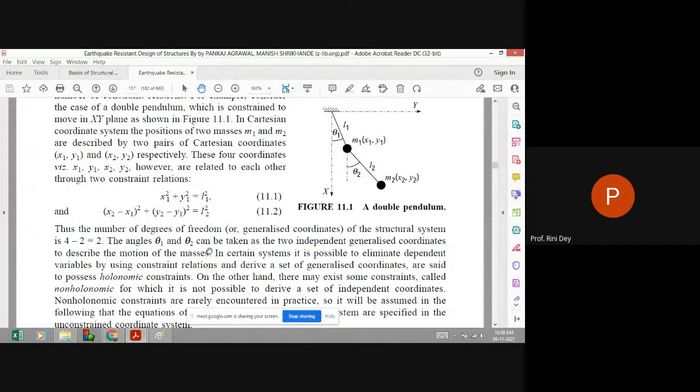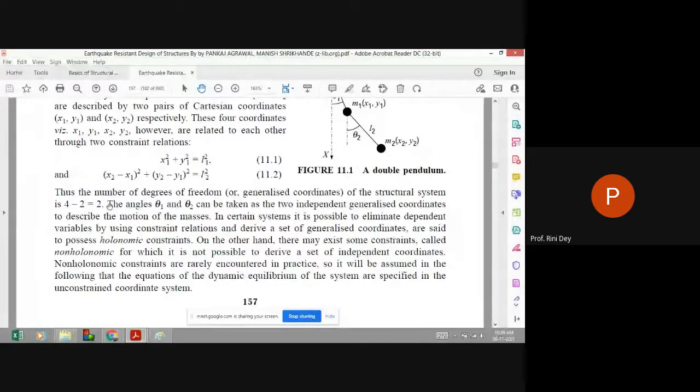Remember, in degree of freedom or statical indeterminacy, what did we do? If a system is giving me a first degree of statical indeterminacy, then by adding any one parameter we could make it statically determinate. We were able to make such things, but in certain systems it is possible to eliminate that dependent variable. So we were either adding or eliminating to make it. Okay, so by using the constraint relation we derive a set of generalized coordinates, and these are said to be holonomic constraints. So these are some definitions which are given here.